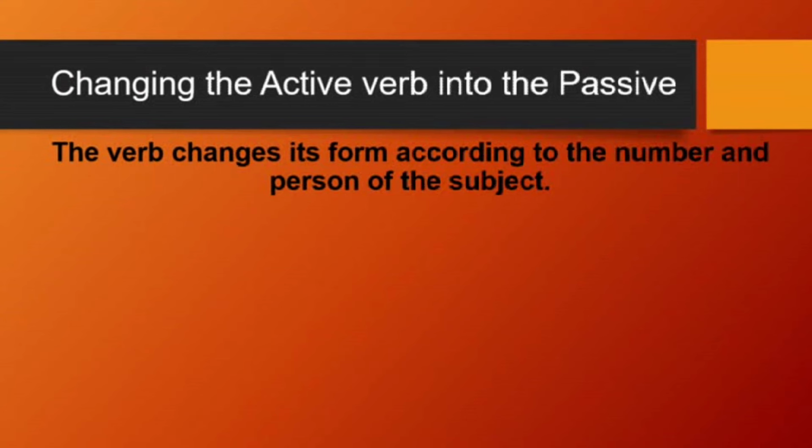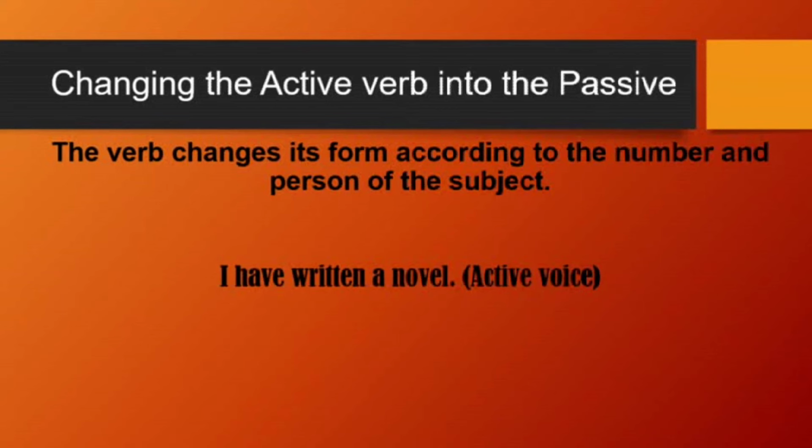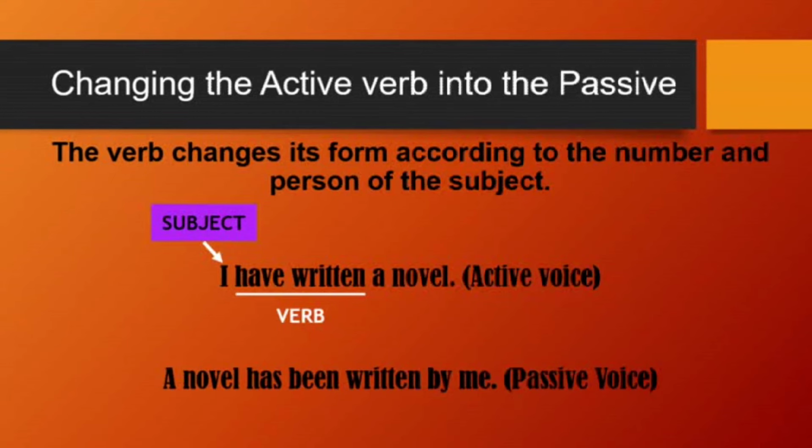Next, the verb changes its form according to the number and person of the subject. Let's have this example. I have written a novel. It's an active voice. The subject in the active sentence is I. If we go back to the rule, I takes a plural form of the verb, which is have written. When we transform the active sentence into passive, the object, which is a novel, became the subject. And since a novel is singular, the verb should also be in singular form. Has been written.